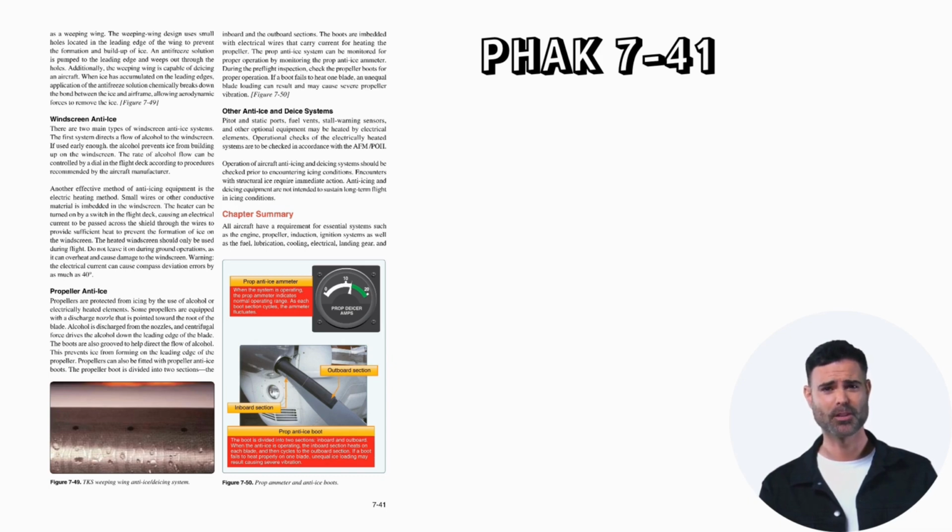Propellers can also be fitted with propeller anti-ice boots. The propeller boot is divided into two sections, the inboard and the outboard sections. The boots are embedded with electrical wires that carry current for heating the propeller. The prop anti-ice system can be monitored for proper operation by monitoring the prop anti-ice ammeter. During the pre-flight inspection, check the propeller boots for proper operation. If a boot fails to heat one blade, an unequal blade loading can result and may cause severe propeller vibration.